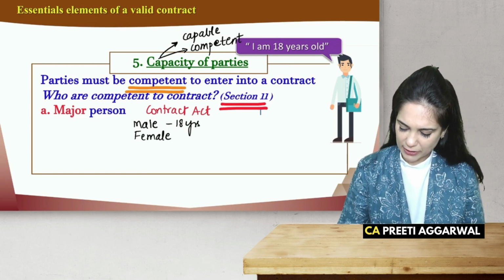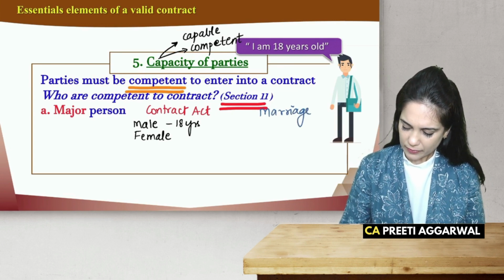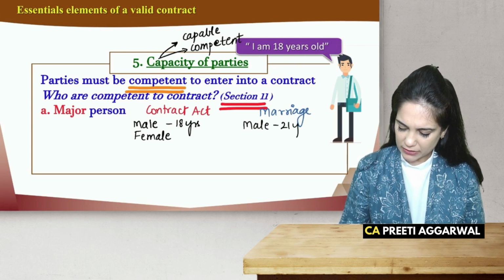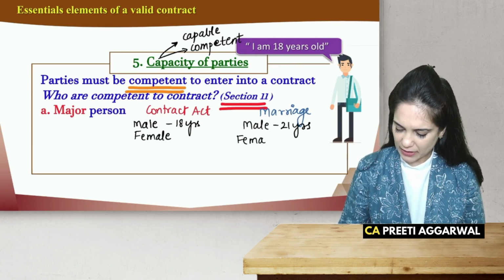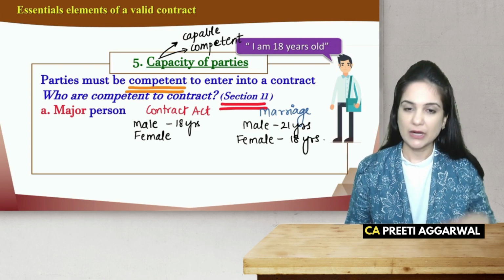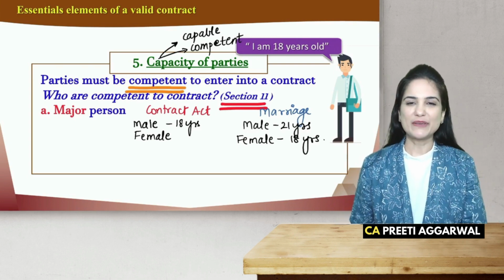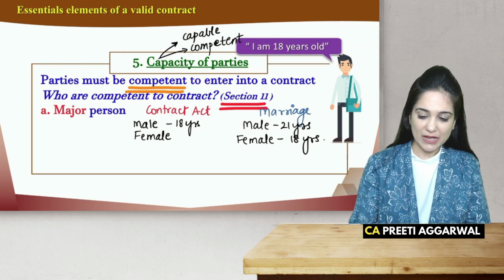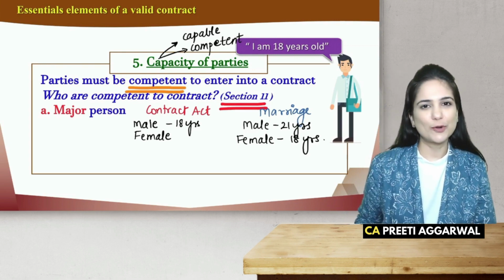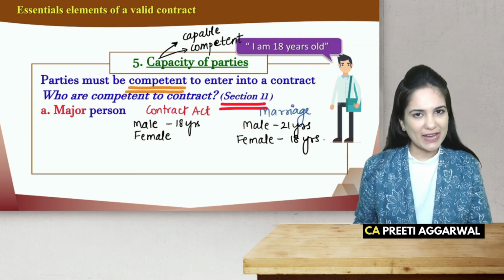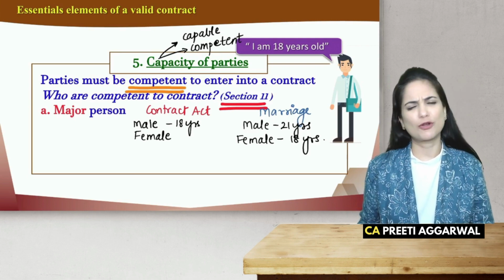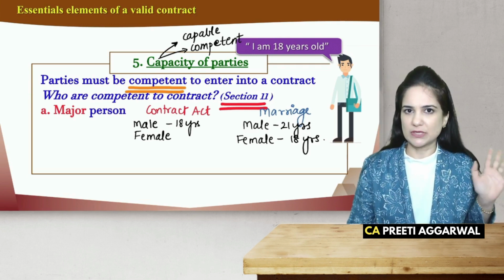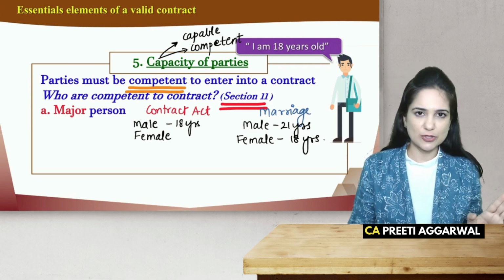But under the Marriage Act, the marriageable age for male is 21 years and the marriageable age for a female is 18 years. So a female can get married when she turns 18, but a boy can get married when he turns 21. The age to vote is 18 for both male as well as female. So the age of majority as per the Contract Act is 18 for both male as well as female. So only a major person, one who has completed 18 years of age, can enter into contract.